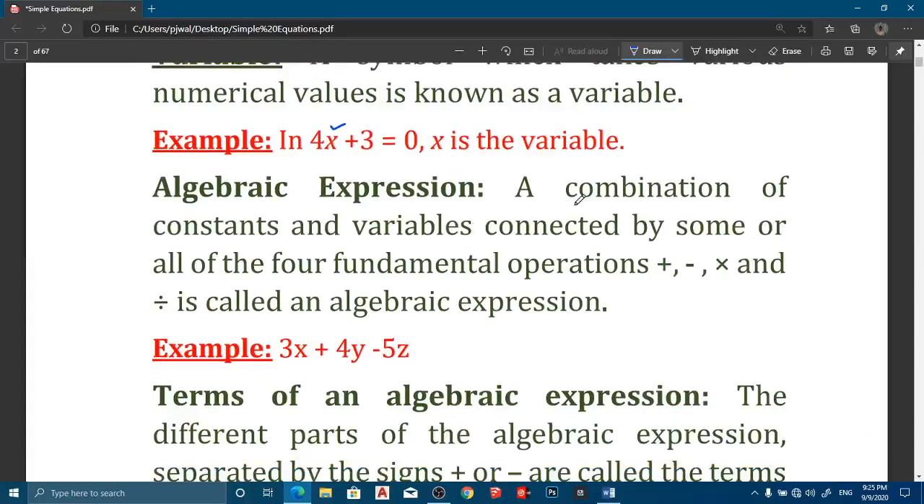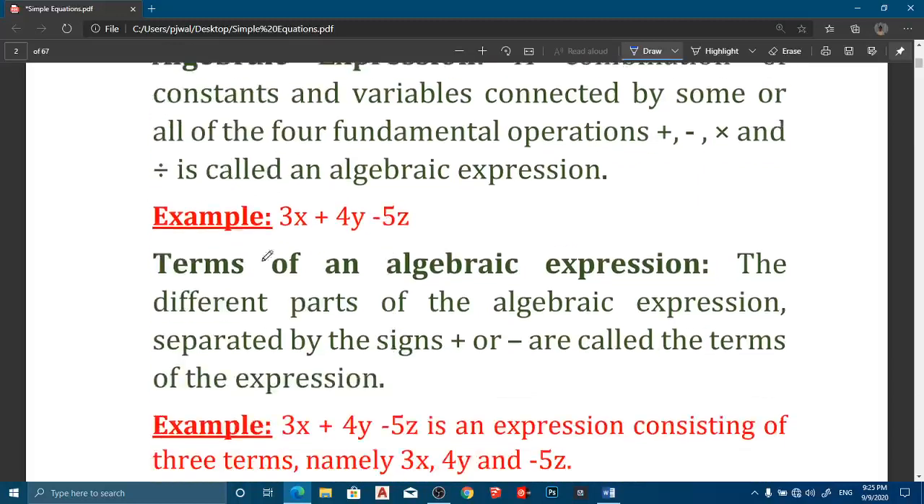Already I told you, a combination of constants and variables connected by some or all of the four fundamental operations, plus, minus, into, and division, is called an algebraic expression. See, this is 3x plus 4y minus 5z. Here there is no equality symbol, only terms separated by plus and minus. In this algebraic expression, three terms are there, separated by two fundamental operations, one of them plus and the other minus. So this is called an algebraic expression, not an equation.